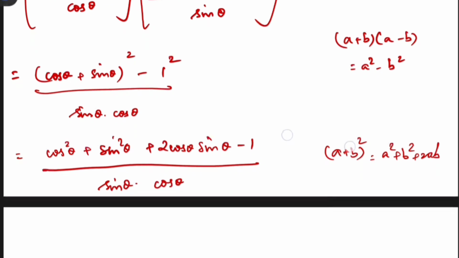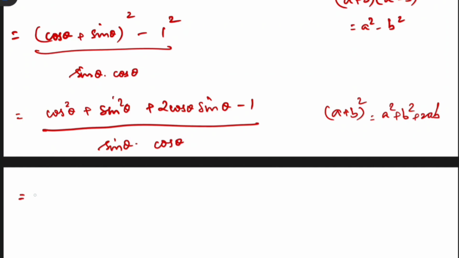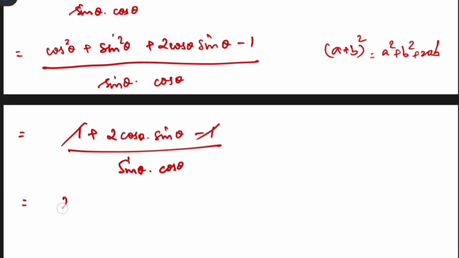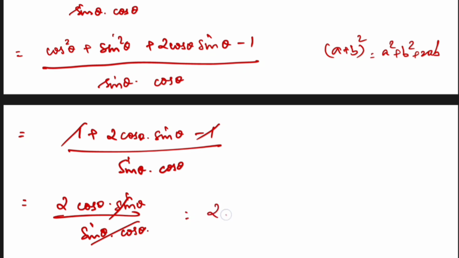We know from the identity sine square theta plus cos square theta is equal to 1. So 1 plus 2 cos theta sine theta minus 1. The 1 gets cancelled, giving 2 cos theta sine theta divided by sine theta cos theta. This also gets cancelled and we get 2 as the answer.